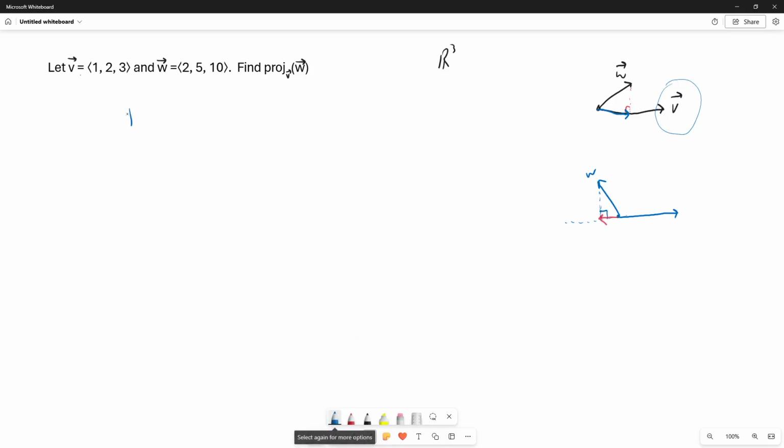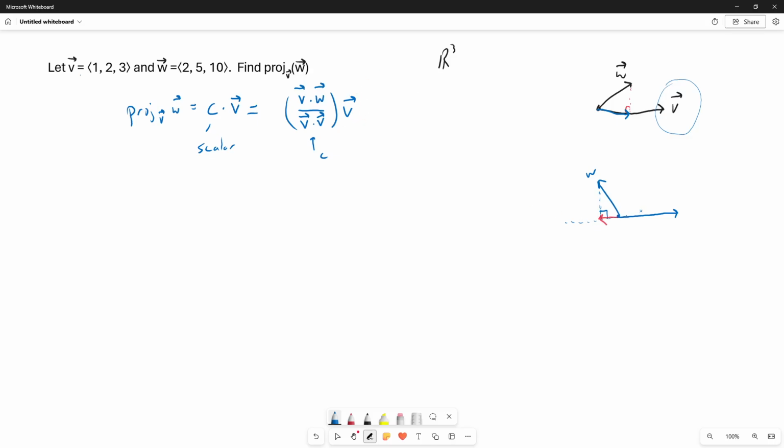Now the formula for the projection of the vector w onto the vector v: it is a multiple of the vector v. So it's some constant, some scalar. It's a scalar multiple of v. And that scalar is the dot product v dot w divided by the dot product of v with itself. So that's the value of the scalar. So this is just some number times v.